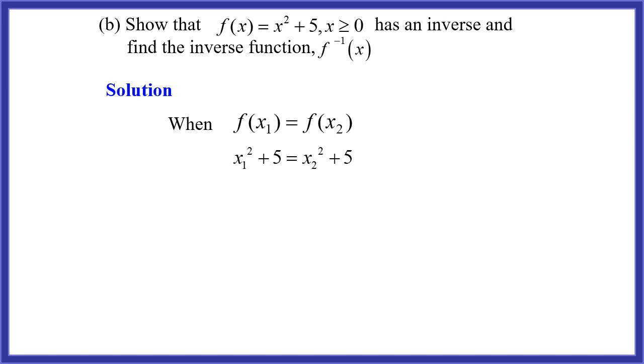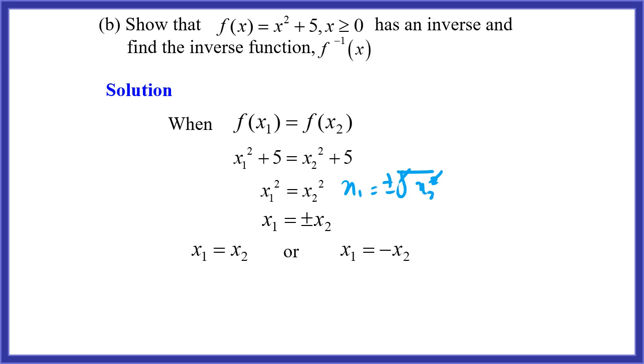And then, so we eliminate the 5 on both sides. So we have x1 squared equal to x2 squared. To eliminate the square, we have to take the square root on both sides. If we take the square root, it means that we have a plus and minus there. So x1 equals plus minus the square root of x2 squared. That's why we have eliminated the square and square root. So we have a plus minus of x2. So x1 is x2 or negative x2.